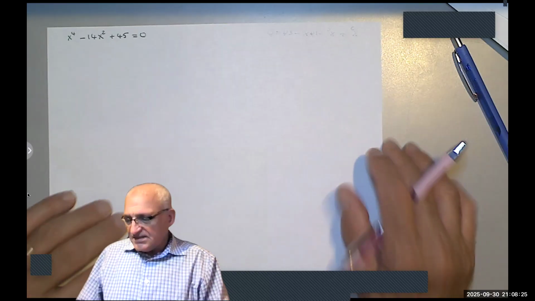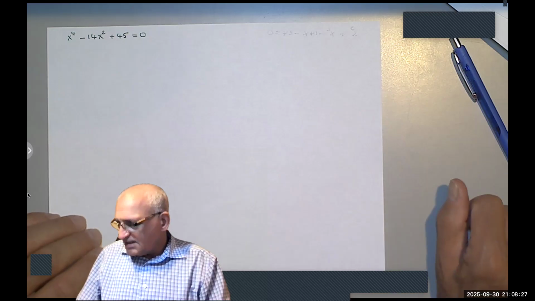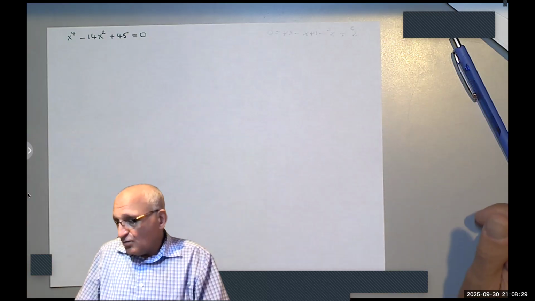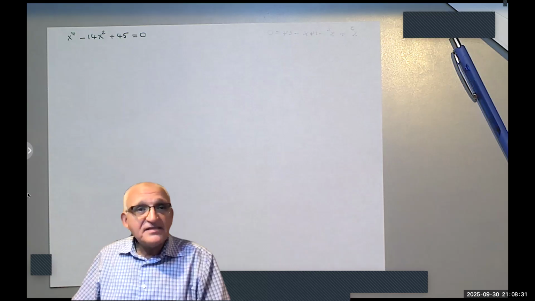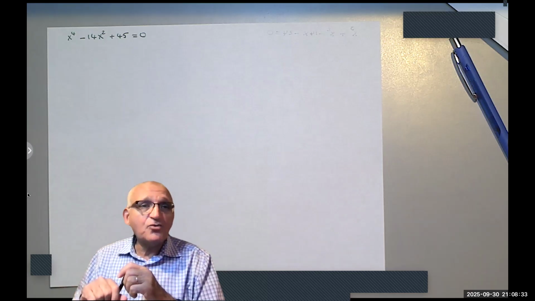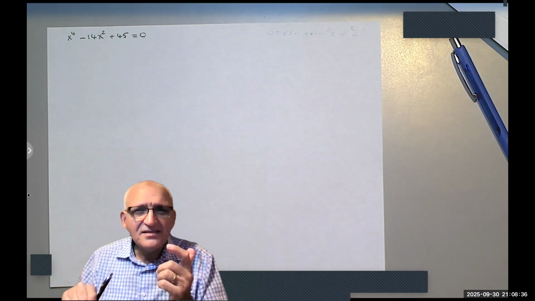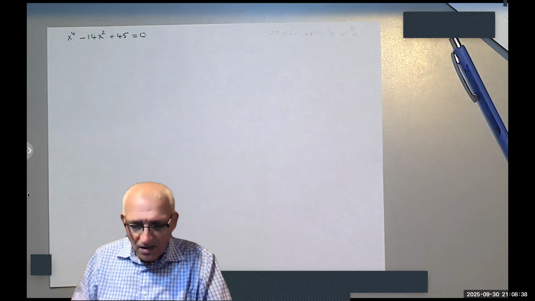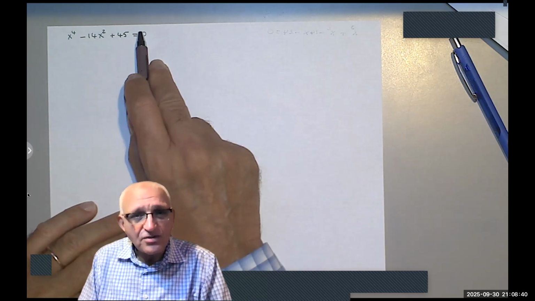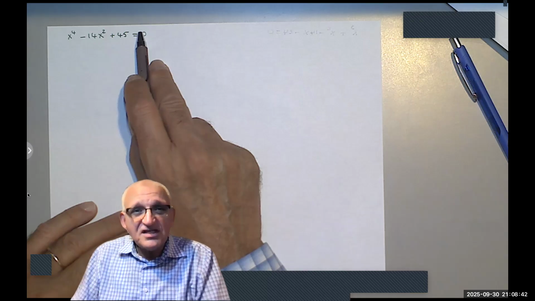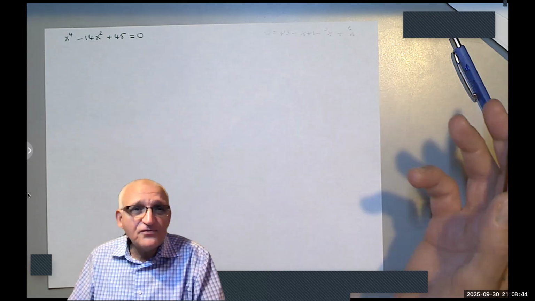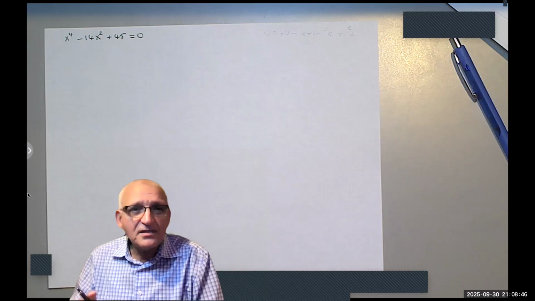The third example is easy. It's a quartic, but it's easy. Why is it easy? Because it can be solved as a quadratic equation. What? Quadratic? How? Instead of x squared, we have x to the 4. Instead of x, we have x squared.